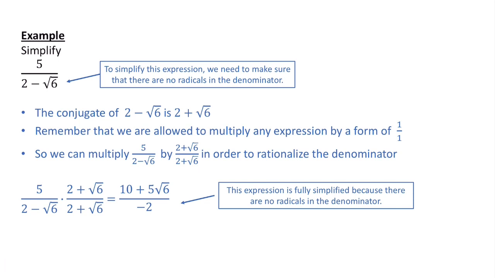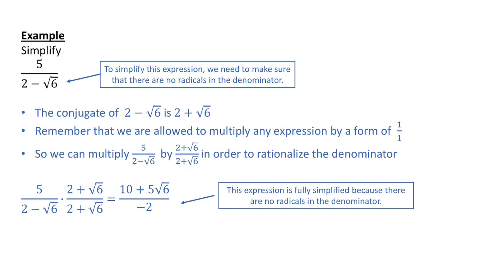We want to simplify this expression, 5 over 2 minus the square root of 6. To do that, we want to make sure that there are no radicals in the denominator. So we're going to look at 2 minus square root of 6 and figure out the conjugate. The conjugate is found by switching that sign, so it's going to be 2 plus the square root of 6. Remember that we are allowed to multiply any expression by some form of 1 over 1. So we can take this original fraction and multiply by 2 plus the square root of 6 over 2 plus the square root of 6.